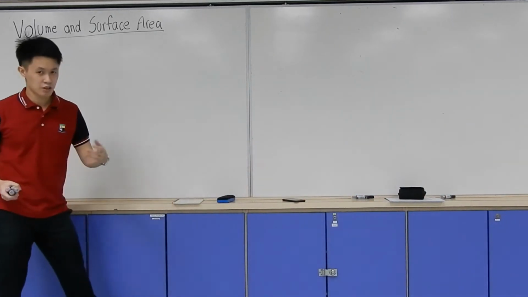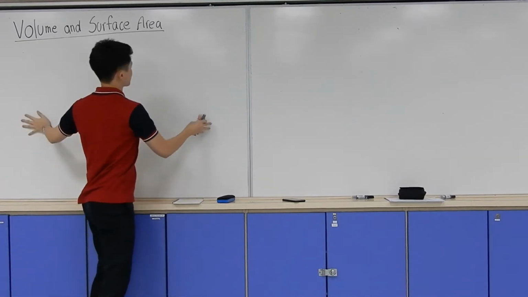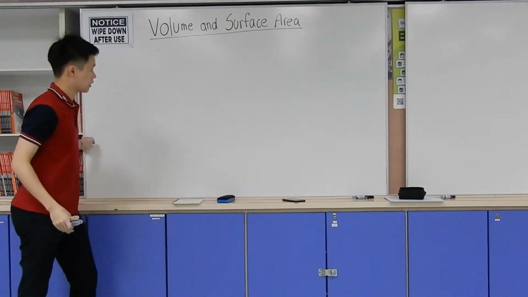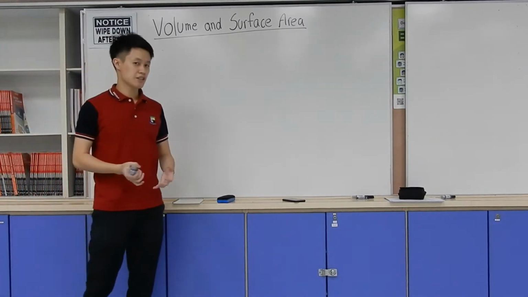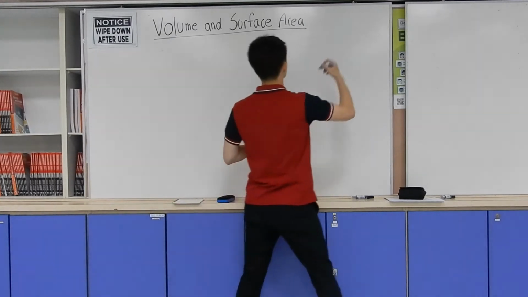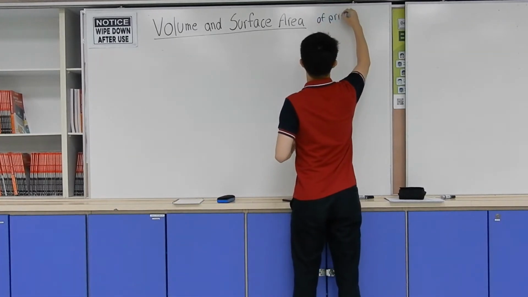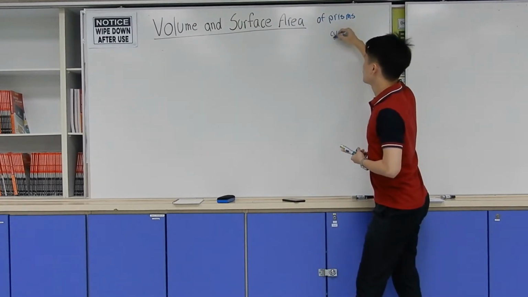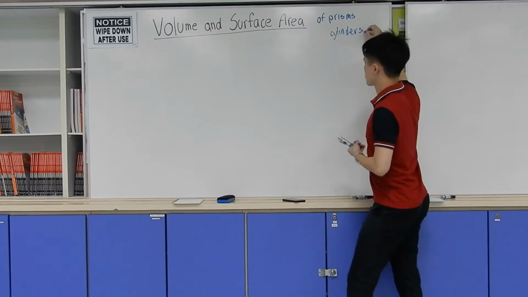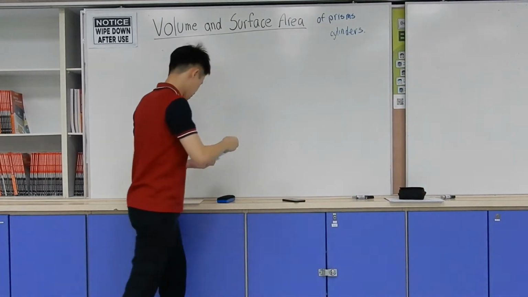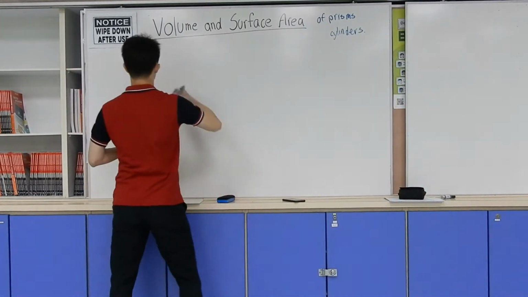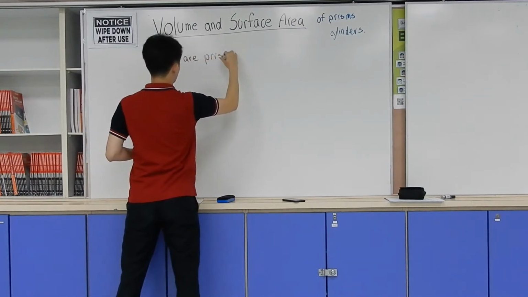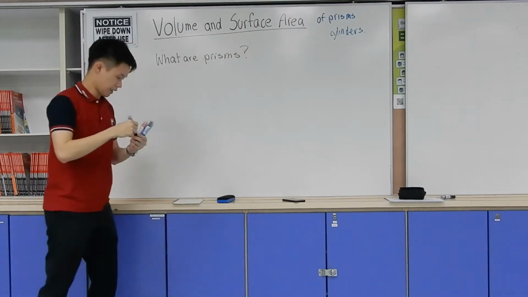Before we find out what volume and surface area are, let's think about what volume we are actually trying to find. We're going to find the volume of prisms, and we will go to cylinders as well. Now, what are prisms? That's the main question here.